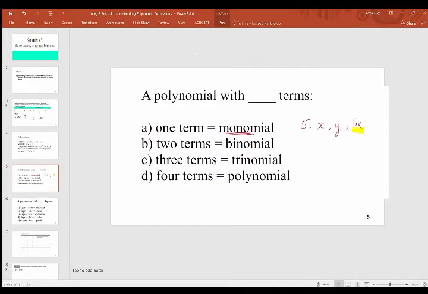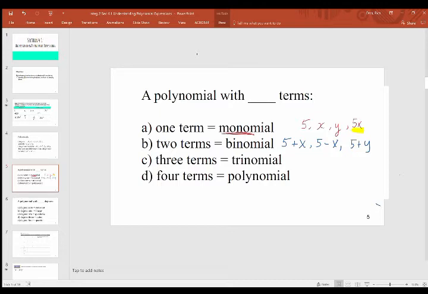Now when you add or subtract two monomials together, you end up with a binomial. Take for example 5 and x. So we can add 5 and x. 5 plus x makes a binomial. So will 5 minus x. And we can even go on to say 5 plus y is also an example of a binomial.